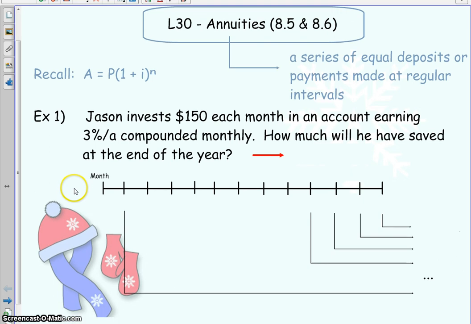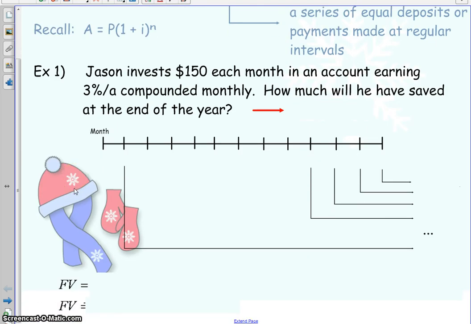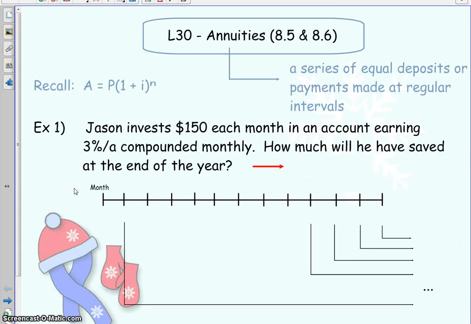So for this first page here, I'm not going to necessarily want you to write much down. I just want you to follow along with the concept of it. So again, we're looking at a situation where someone's going to invest $150 each month into an account that earns 3% annual interest, but it's compounded monthly. So how much will he have saved at the end of the year?